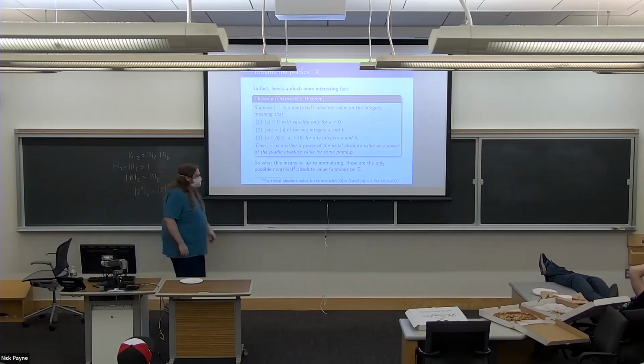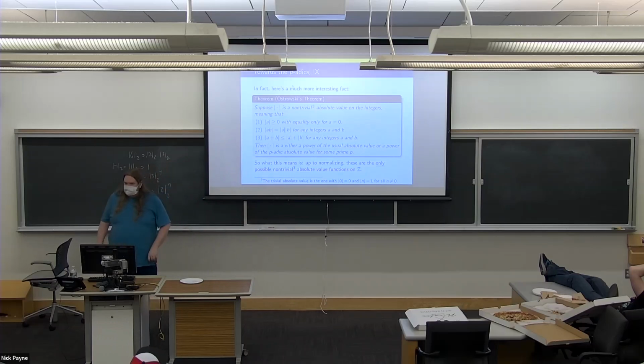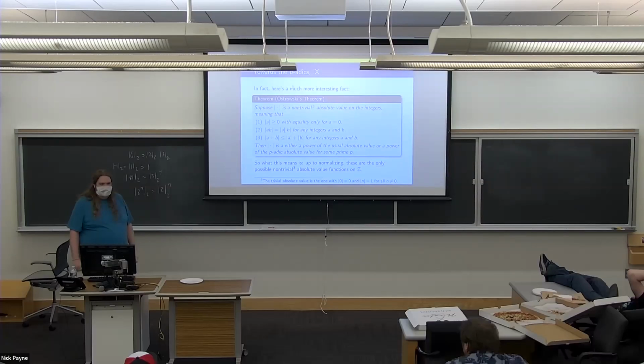Okay. And then I have this little footnote about the trivial absolute value, which is the one that gives 0 for 0 and 1 for everything else, which, if you like, you can check satisfies this also. It's basically the 0th power of either of these, aside from having to resolve what you mean by 0 to the 0, which in this situation is 0. But everything else, you just take a completely trivial absolute value.